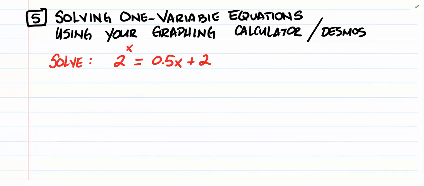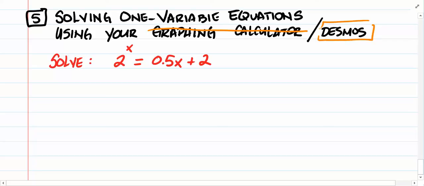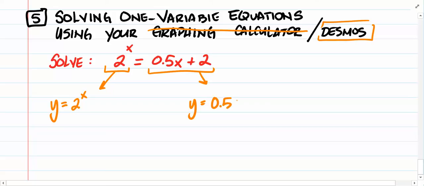In box number 5, the last box, I'm going to show you how to solve one variable equations using your graphing calculator or Desmos. We're going to do the graphing calculator part in class, so today I'm going to show you how to use Desmos to solve this. I want to solve 2 to the x equals 0.5x plus 2. I'm going to break this up into 2 equations, one for the left-hand side and one for the right-hand side. So I'm going to have y equals 2 to the x as one equation, and y equals 0.5x plus 2 as my other equation.